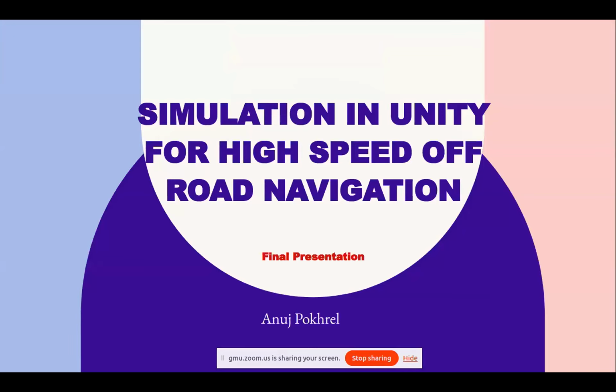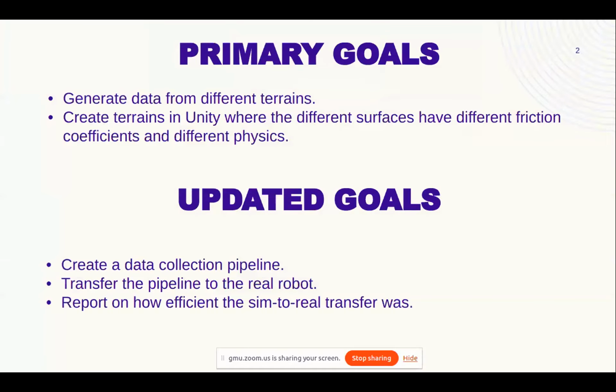Hi, everyone. I'm Anuj, and this is simulation in Unity for high-speed off-road navigation. So basically, the primary goal was to create different terrains in Unity, and then try to implement physics on Unity so that we could generate data from it. But fortunately, I was able to do that before the midterm presentation, and I had to find a new goal for the project itself. So I decided on working on the data collection pipeline and transfer whatever I implemented on Unity to the real world, and report on how efficient the sim to real transfer was.